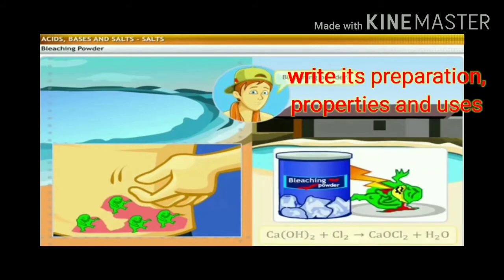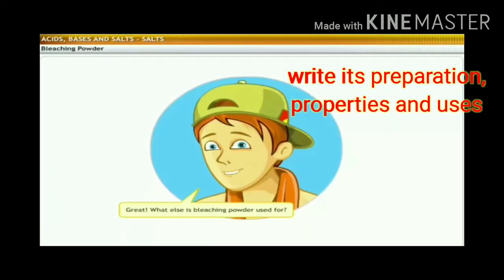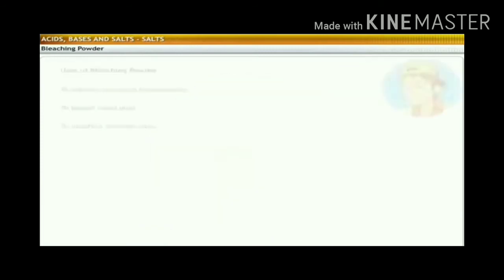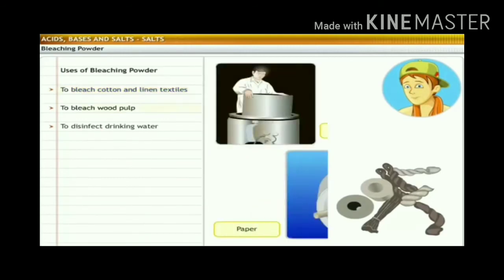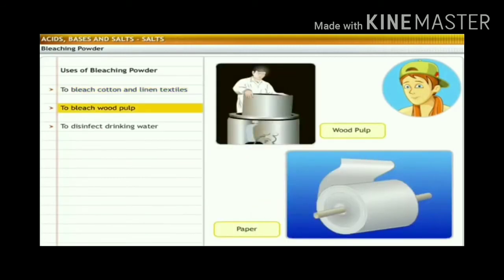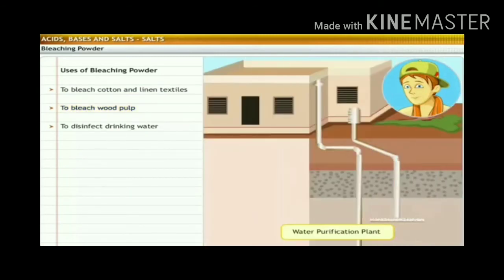Bleaching powder? Bleaching powder is chemically called calcium oxychloride, which is obtained by passing chlorine gas through calcium hydroxide. Great! What else is bleaching powder used for? It is used to bleach cotton and linen textiles and to bleach wood pulp and even used in the manufacture of paper. Bleaching powder is used to disinfect drinking water and make the drinking water clean and safe.